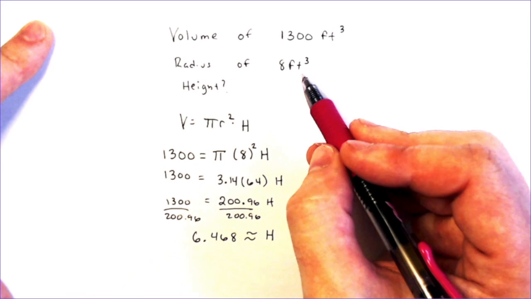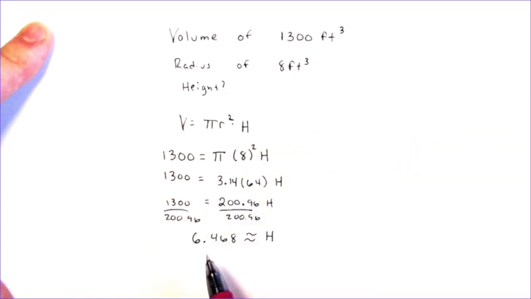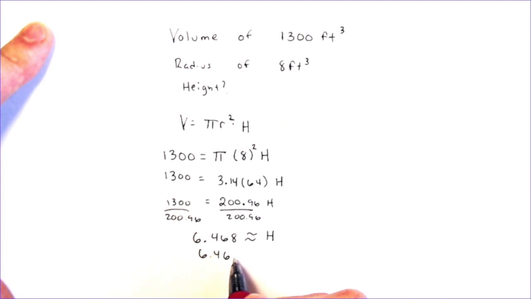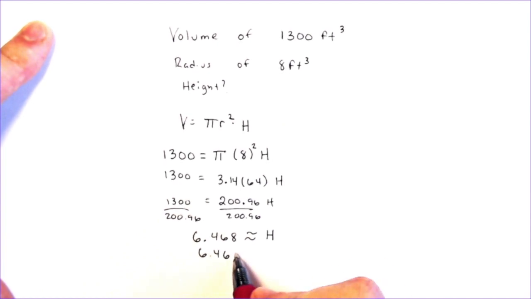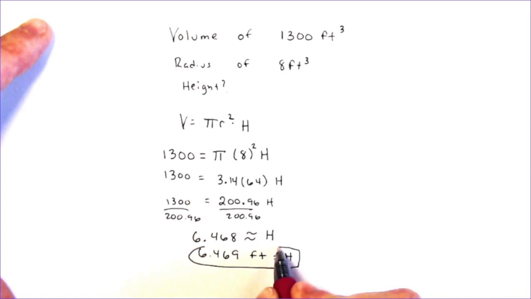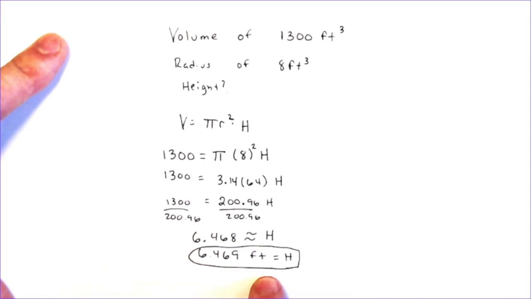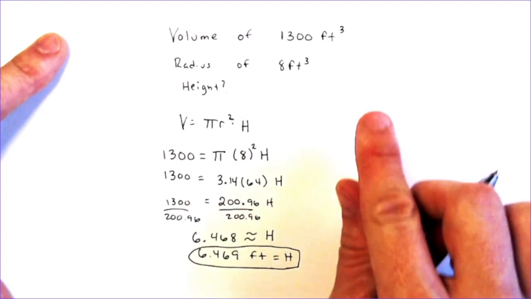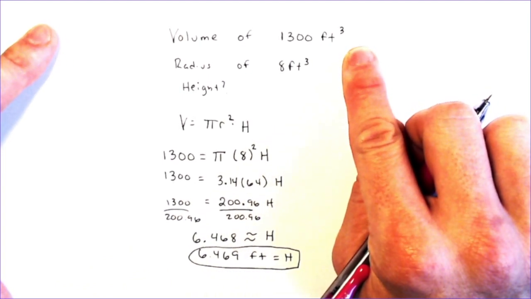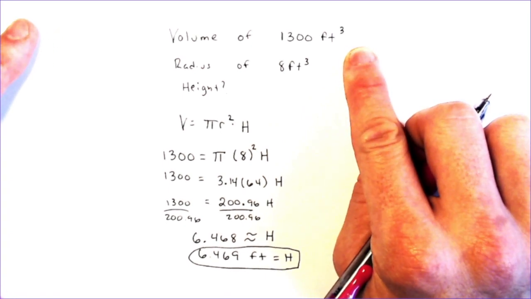Now, because we dealt with feet cubed in the beginning, this is going to be 6.468 or 6.47 if you round up a little bit, feet. So when you're talking about your units of measurement, it's either going to be in feet or inches or whatever unit of measurement you have. But when you're talking about the volume, it's going to be cubed. All right? So it's an important distinguishing difference.